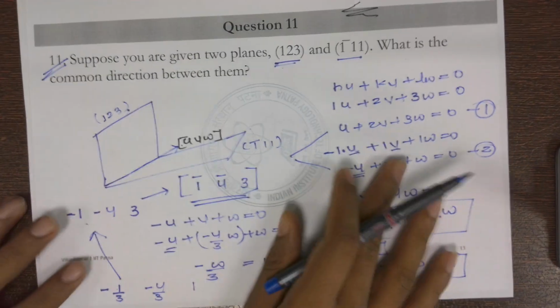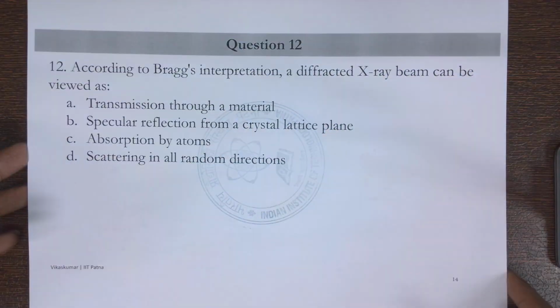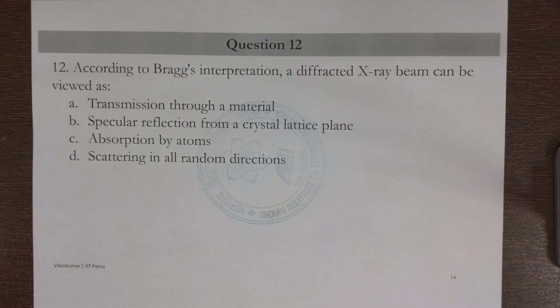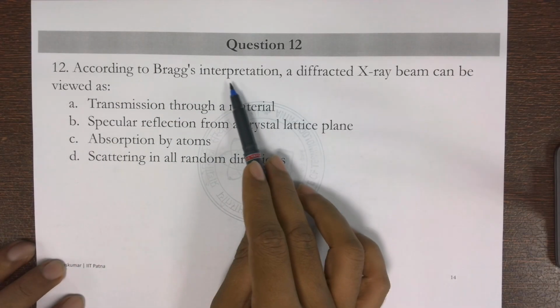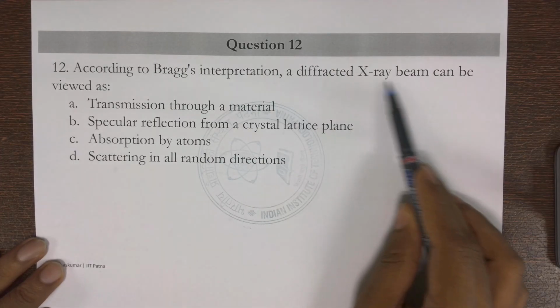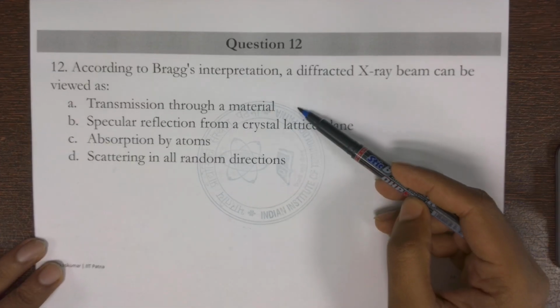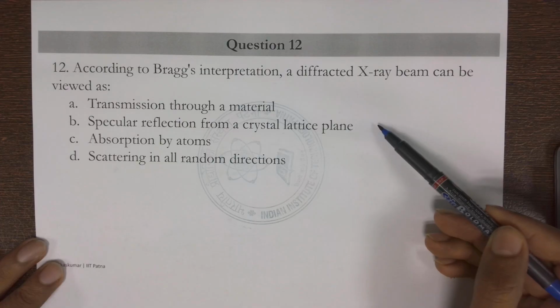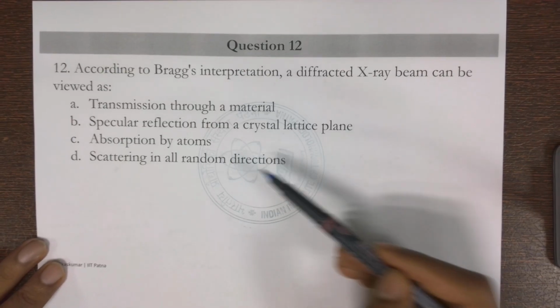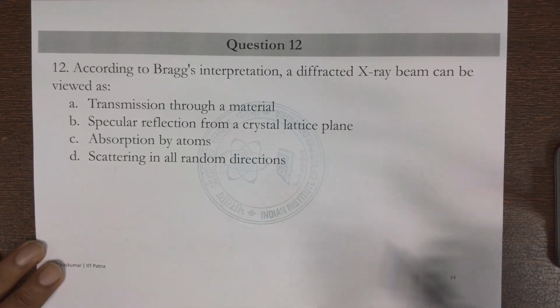If this is clear, we can go to the next part. Question number 12. According to the Bragg interpretation, a diffracted X-ray beam can be viewed as transmitted through a material, specular reflection from a crystal lattice plane, absorption by the lattice, or scattered in all random directions. Very good, that's right. The right answer is option B.